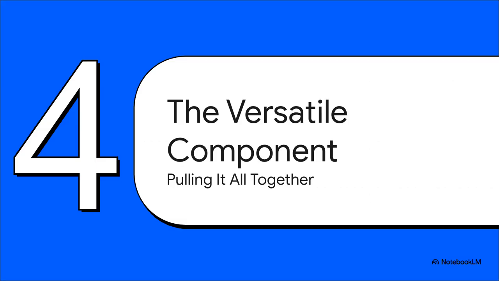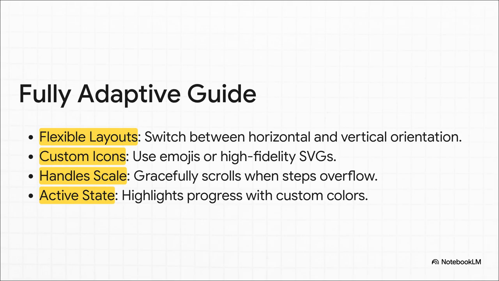All right, let's pull all of this together. We've seen how just a few simple properties and methods can completely transform this one component. It can go from a basic, no-frills utility to a fully branded, custom-fit guide for your users. So what we've really been looking at is a component that's incredibly versatile. You get total control over the layout, flipping between horizontal and vertical. You can customize the heck out of the visuals, using anything from numbers to emojis to your own branded icons. It handles massive scale with that scrollable option, and you can even direct the user's attention with custom colors for whatever the active step is. It's just a really, really powerful and flexible tool.